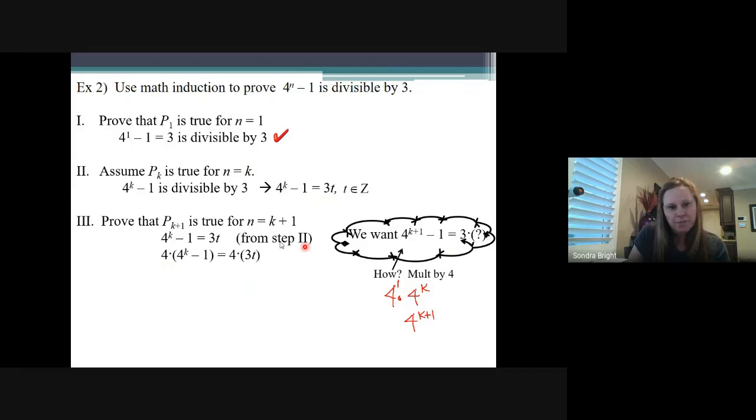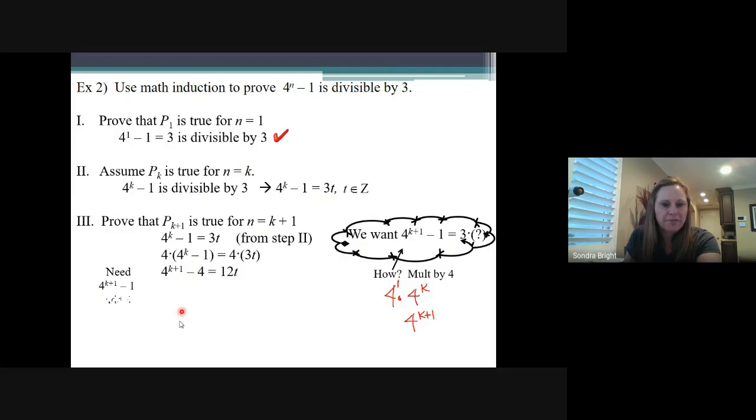Then you'll distribute this 4 times 4 to the k, which will give you 4 to the k plus 1, and then minus 4 times 1 will give you minus 4. And then 4 times 3t would be 12t. Now, keep in mind, we are trying to prove that 4 to the n minus 1 is divisible by 3. I need a minus 1 here. I can't have a minus 4. I need this left-hand side to be 4 to the k plus 1 minus 1.